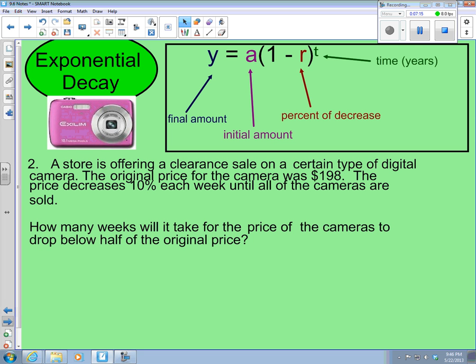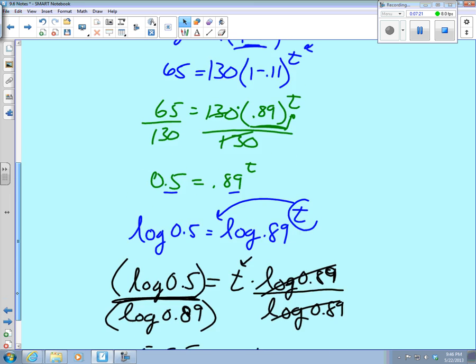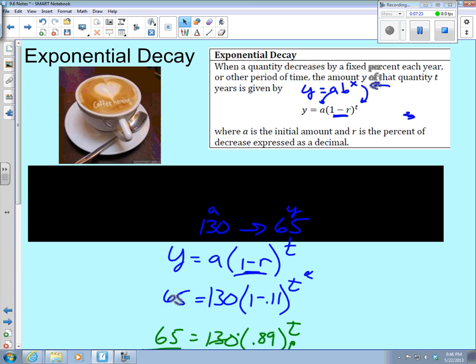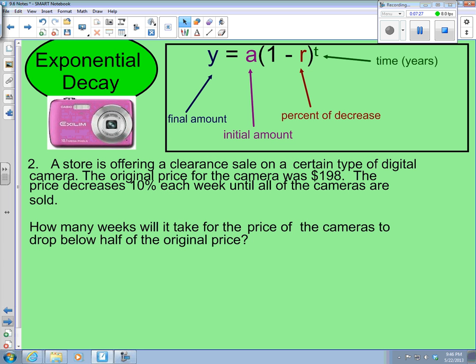Let's go back here for a minute. Okay, we're still on exponential decay.